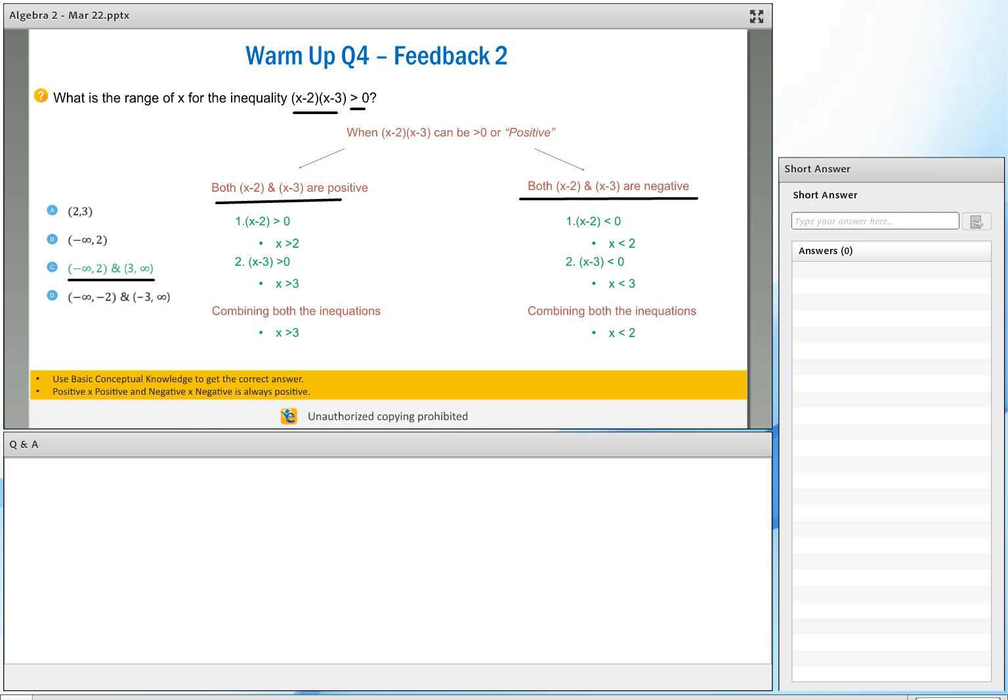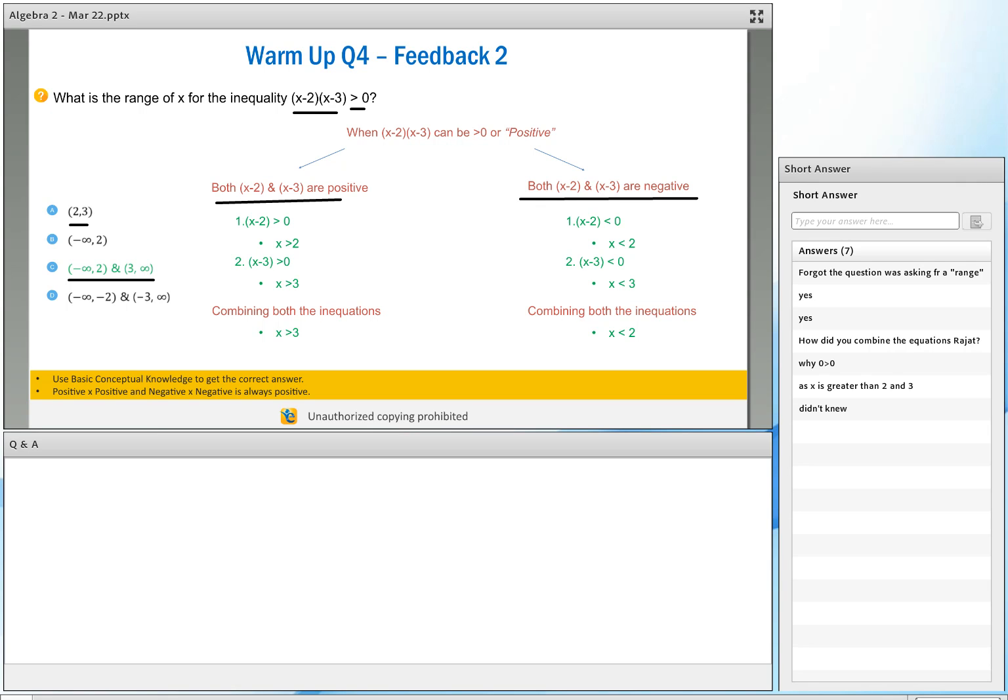Where did you guys make a mistake? A lot of people chose choice A. Why did that happen? Why did you choose choice A? Where did you guys make a mistake? Did not know how to execute. Now, does it make sense now when you look at the solution as to how to execute? Okay, perfect. Any other reason? Forgot that the question is asking for range. Okay, very good.